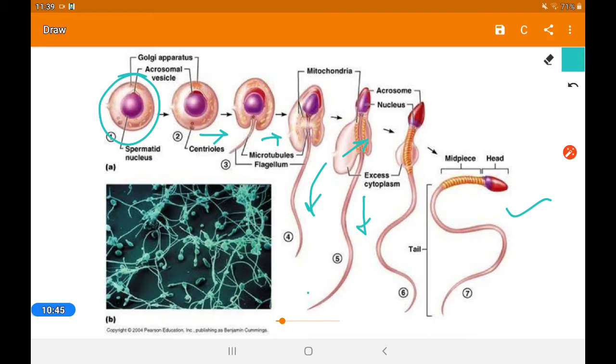Here the nucleus also shrinks by losing water. The acrosome is formed from the Golgi. The axial filaments are formed. We can see the mitochondrial spiral here. The axial filaments form a very long tail, 60 micron. Ultimately the sperm will form.